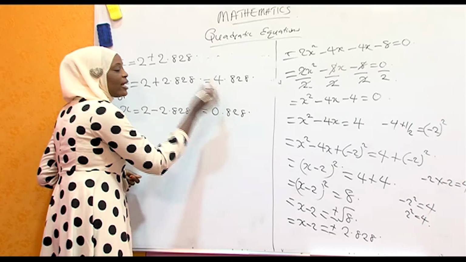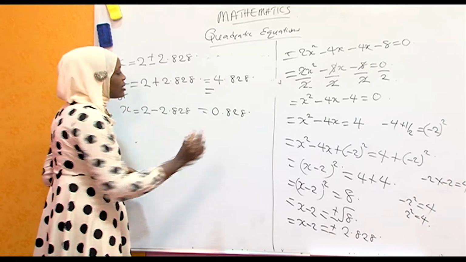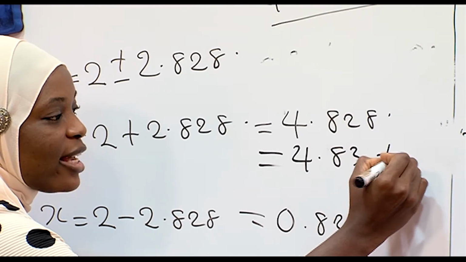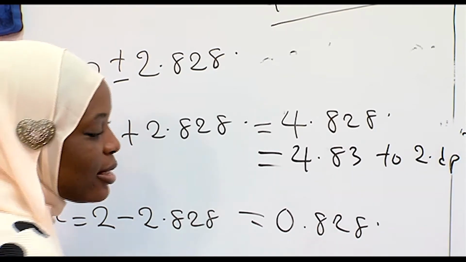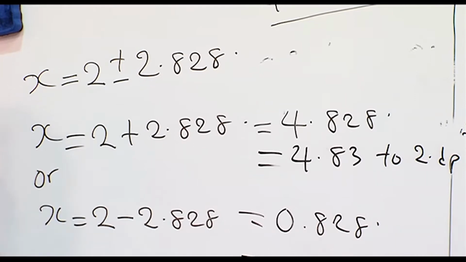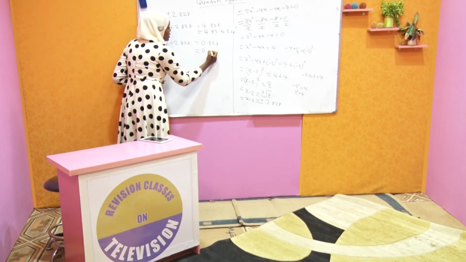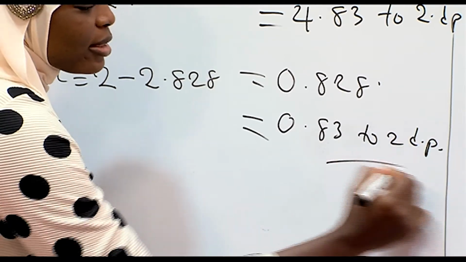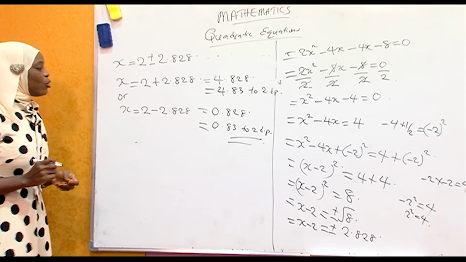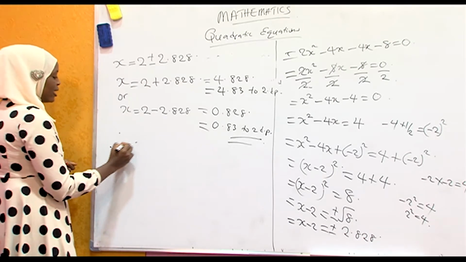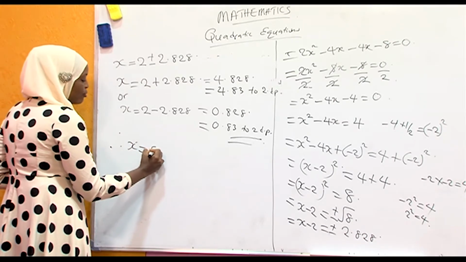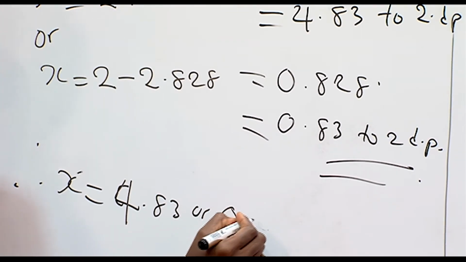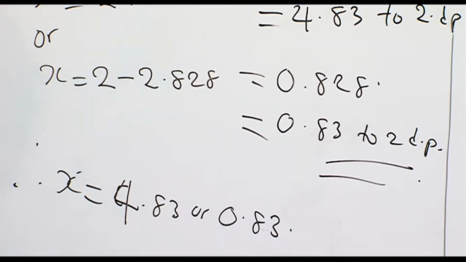So at the end, making it to 2 decimal places, you have 4.83. Then you write it here to 2 decimal places. This other one also to 2 decimal places, I have 0.83 to 2 decimal places, and that is the value of x. You can summarize here that x is either 4.83 or 0.83.